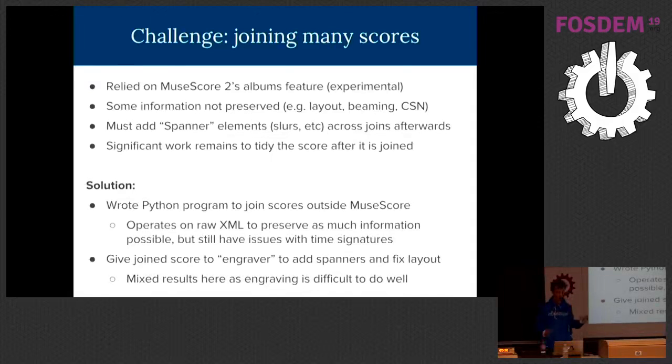And this is the first challenge, joining all of those scores together. We were relying on a Musescore 2 feature to do this, called the Albums feature, which was an experimental feature. And there are various issues with this feature. So eventually it became necessary for me to write a separate program in Python that would take scores and join them together outside of Musescore so that we could preserve as much information as possible. Otherwise, some of the transcribers' work would be lost.